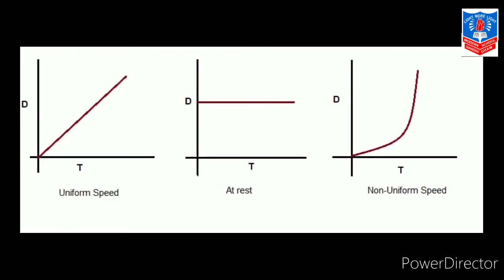Once again students, ये जो तीन ग्राफ आप देख रहे हैं, they are distance time graphs. The first case shows the distance time graph of an object moving with uniform speed. The second graph shows the distance time graph for an object which is at rest. And the third graph shows the distance time graph of an object which is traveling with non-uniform speed. Okay students, so kindly remember these graphs. Okay, you have to practice these graphs.